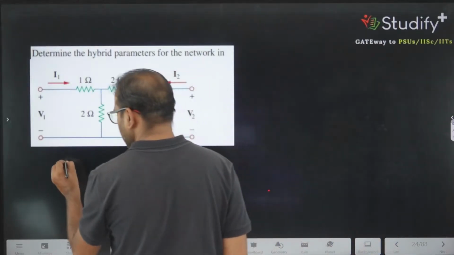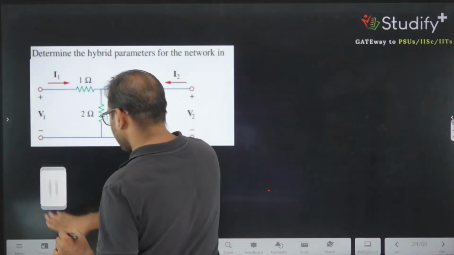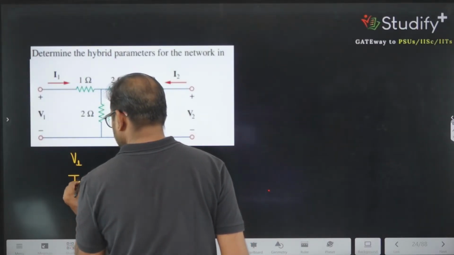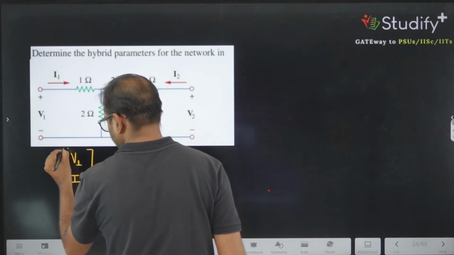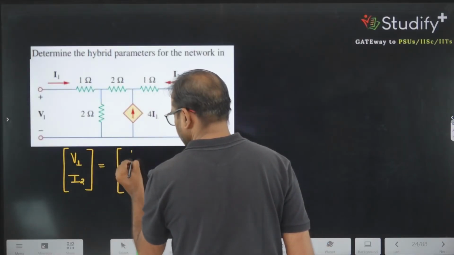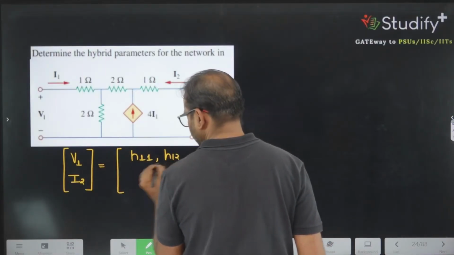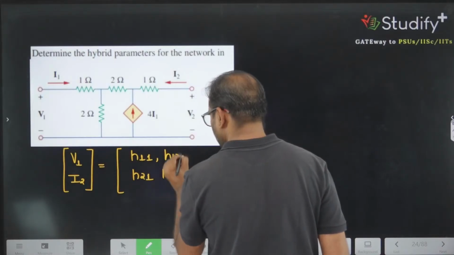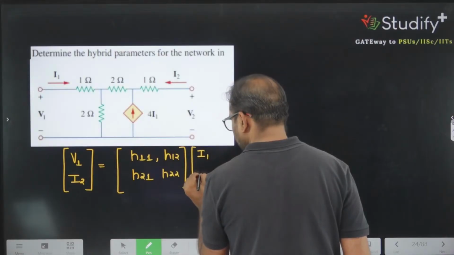So as we know, to calculate the hybrid parameter, V1 and I2 are dependent variables. This is equivalent to the matrix H11, H12, H21, H22 times I1 and V2.